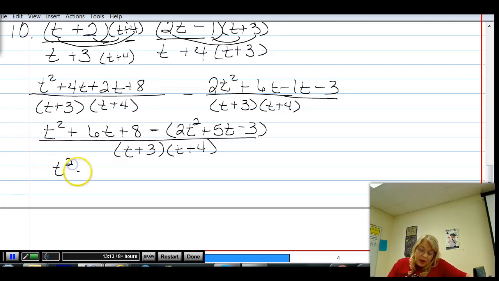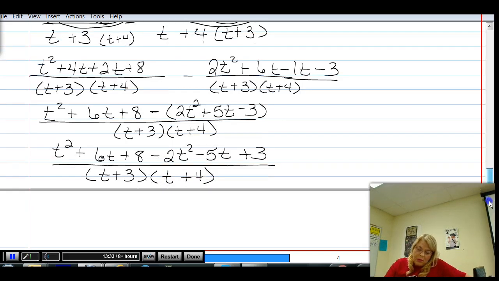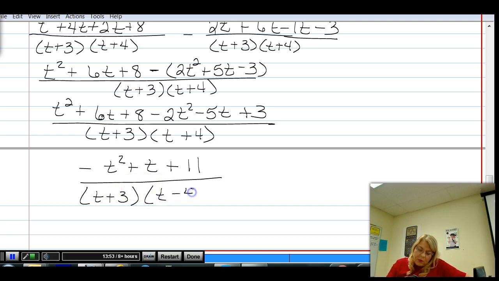Distributing the negative sign through, I get t squared plus 6t plus 8 minus 2t squared minus 5t plus 3. Then combining all of the like terms, I get negative t squared plus t plus 11 over t plus 3, t minus 4, t plus 4.